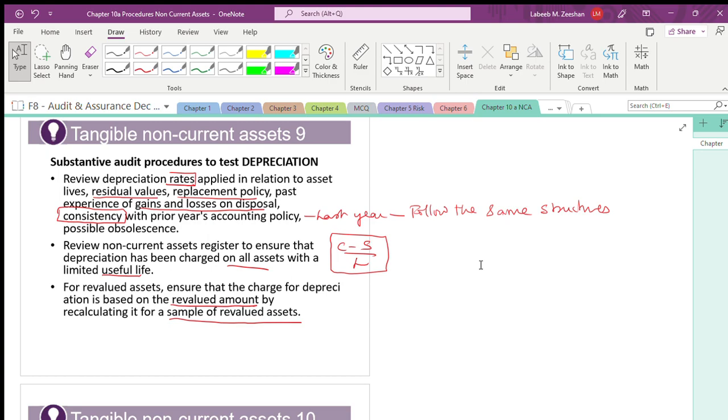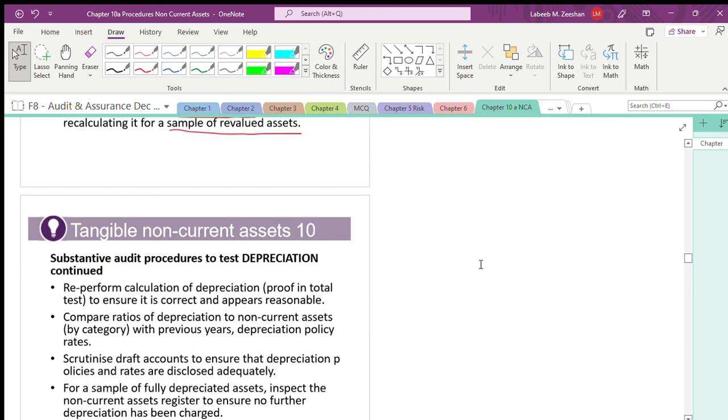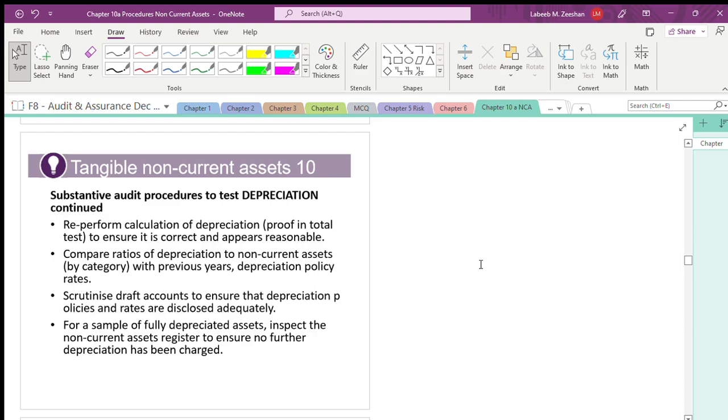You have to review the non-current asset register with the depreciation, because the non-current asset register, I am repeatedly saying this, is the source of evidence with respect to the life of the asset. Any revaluation that is done, the depreciation should be charged on the revaluation. Reperform calculation.